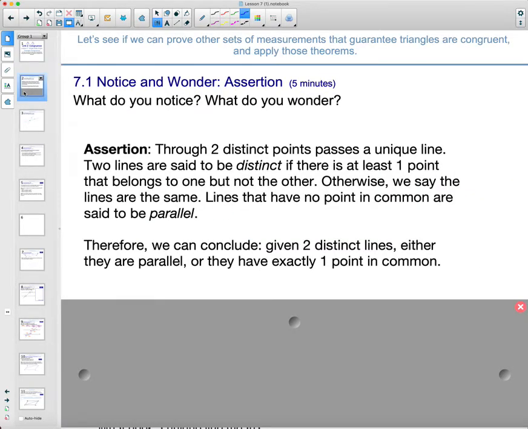So first we're going to take a look at this assertion. You can just read it on the screen and then talk about a couple of things that you notice, at least one thing you notice, and at least one thing you wonder.